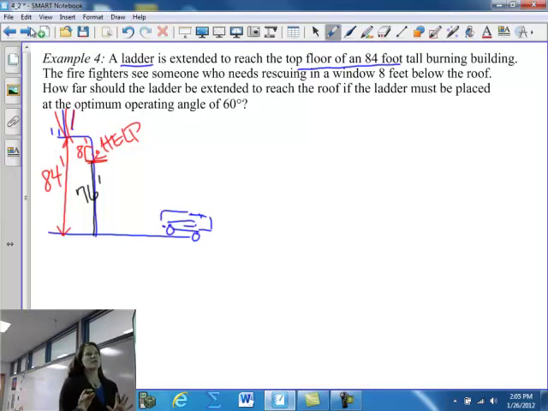Now, the question says the roof of the building, but some crazy lady typed this and she was in a hurry. It's not really the roof of the building. It's the window, because that would be where the person is that we need to rescue. So change your notes to say window right there.